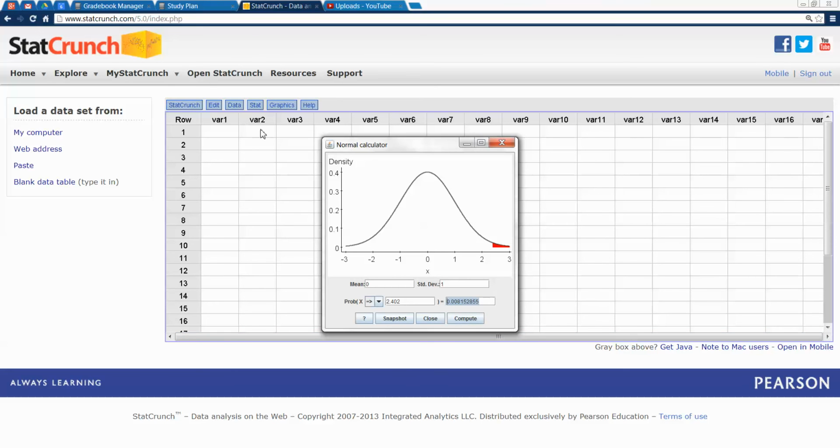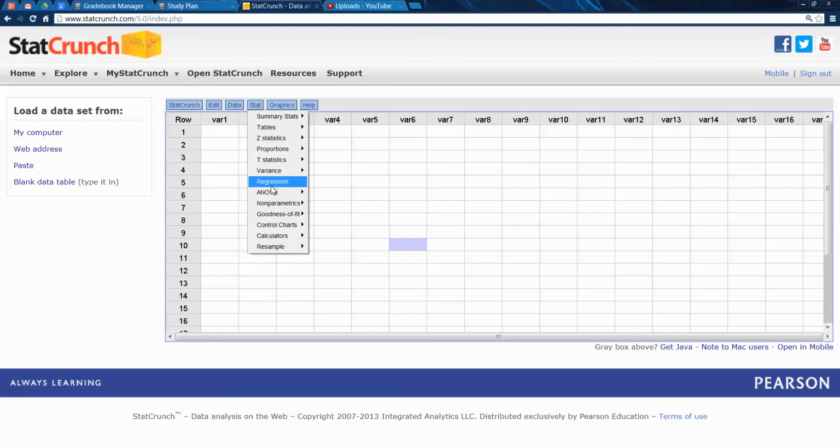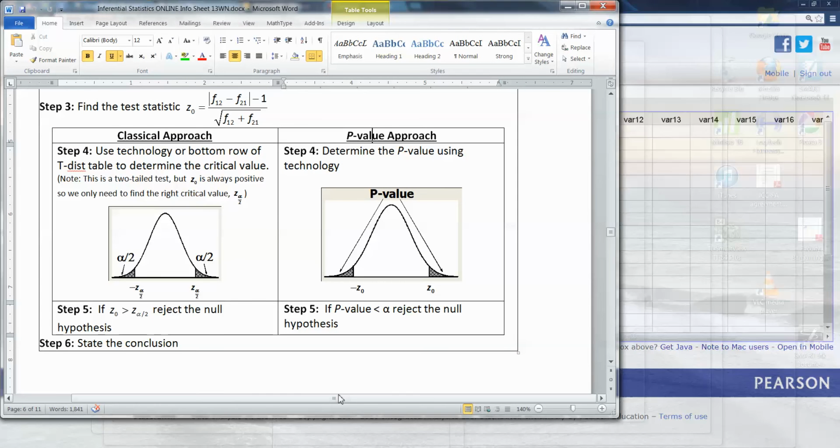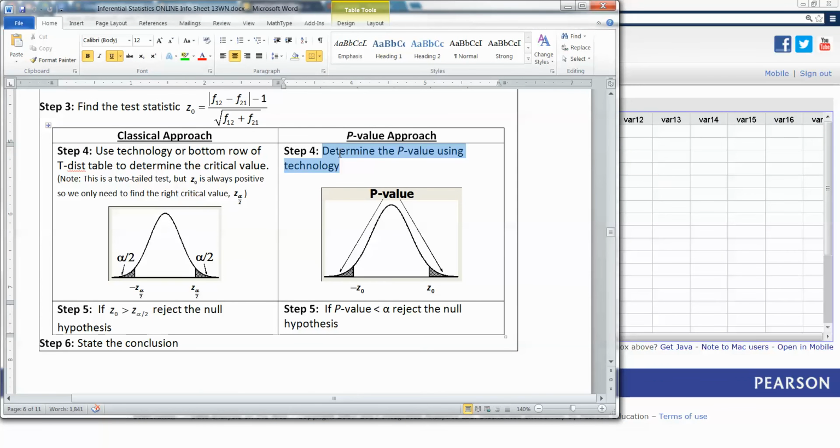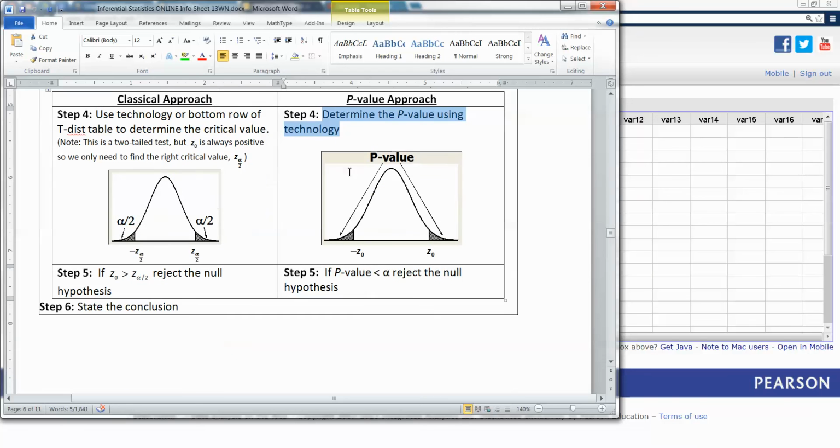But there is no actual test for this in the stats menu. It's not in here because McNemar's test is kind of this unique thing. Okay, so that's how to do it with StatCrunch, with Excel, or the calculator, whatever you like. And of course, on your final exam, it'd probably be just looking at the output or something like that.